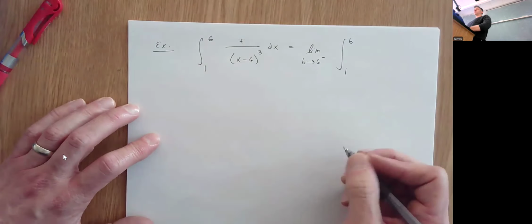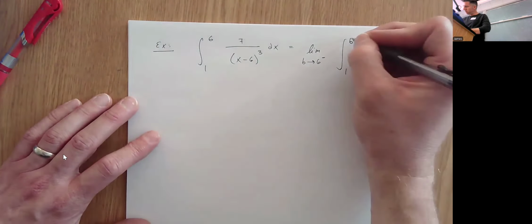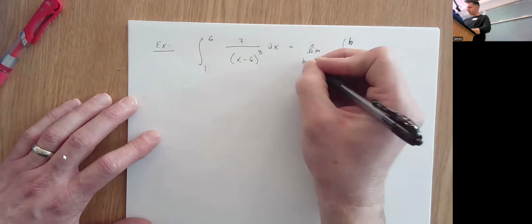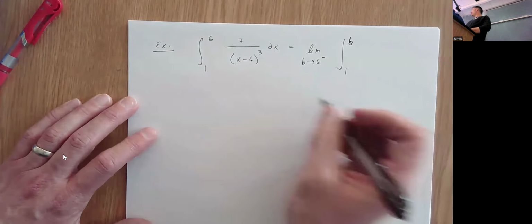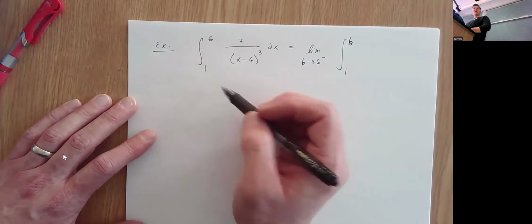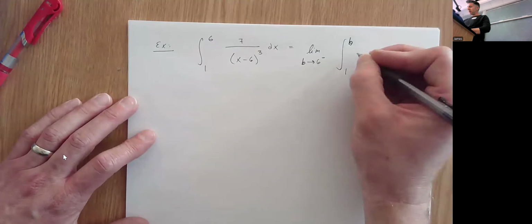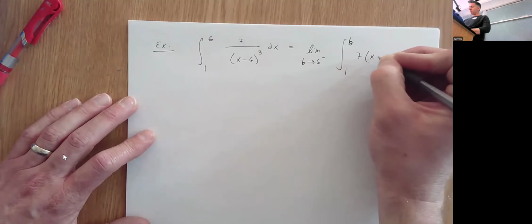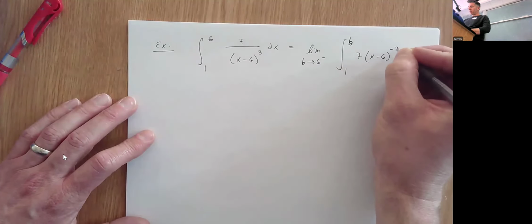Be careful that your b's and your 6's don't look too similar. For me, that's a problem. And again, I think it makes sense to write this in a way that makes it easier to integrate. Let's write this as 7 times x minus 6 to the negative third power.